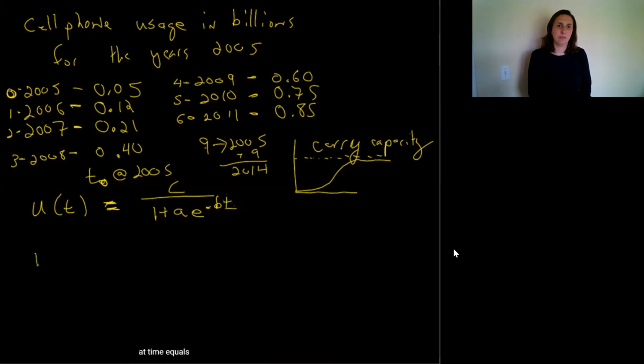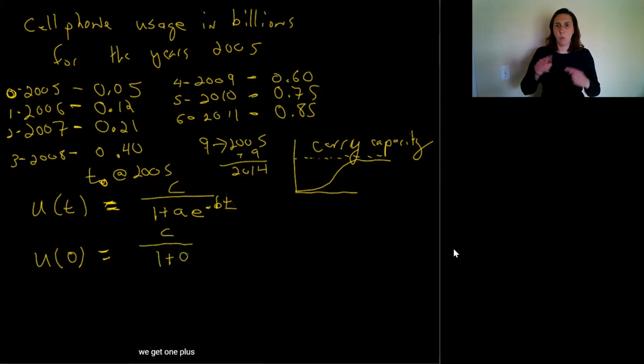At time equals 0, we get 1 plus a, right? Because at time equals 0, this out here becomes 0, because b times 0 is 0, and e to the 0 is 1. So we get 1 plus a.